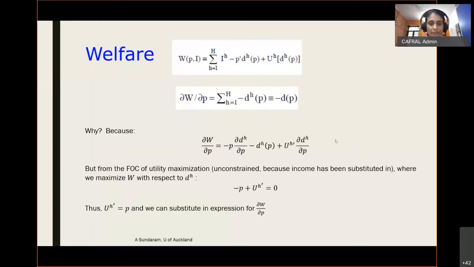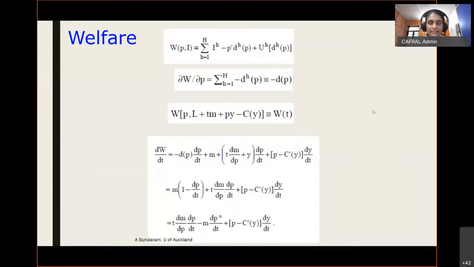Then what we know from the FOC for utility maximization is that negative P plus U prime is equal to 0. So that's the first order condition from utility maximization. Because that is the case, we know that U prime equals P, and so I can substitute that in here. So those terms get canceled, and we're left with the simple expression that the derivative of welfare with respect to prices is simply negative D of P.